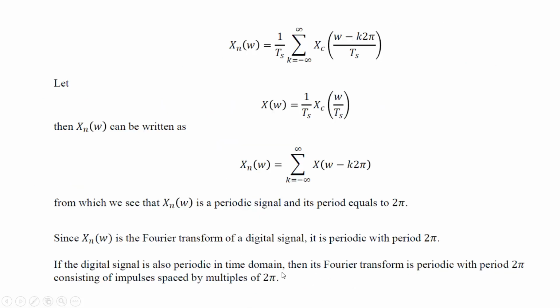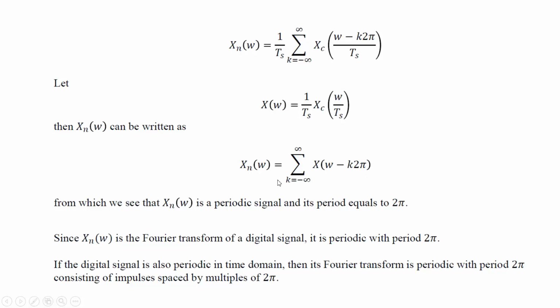All right. Then if this is the expression that we have got, which is X(e^jw) equal to 1 over Ts, that means the Fourier transform of the discrete signal is expressed in terms of the continuous signal, right? Now let this X(w) equal to 1 by Ts Xc(w by Ts). Now if we put this term here, what we will get is Xc(w/Ts) equal to this term, equal to X(w minus k2 pi).